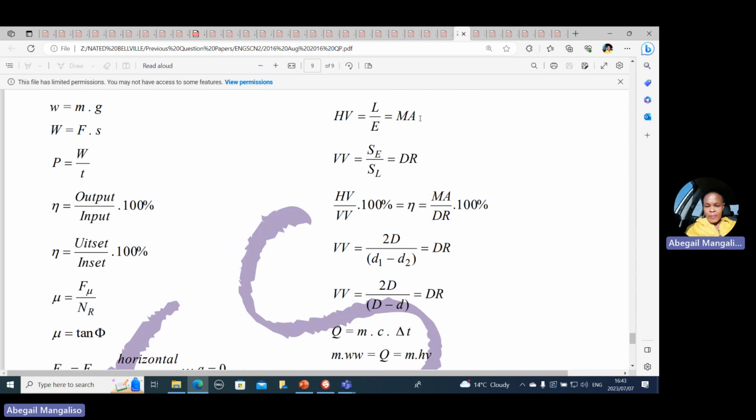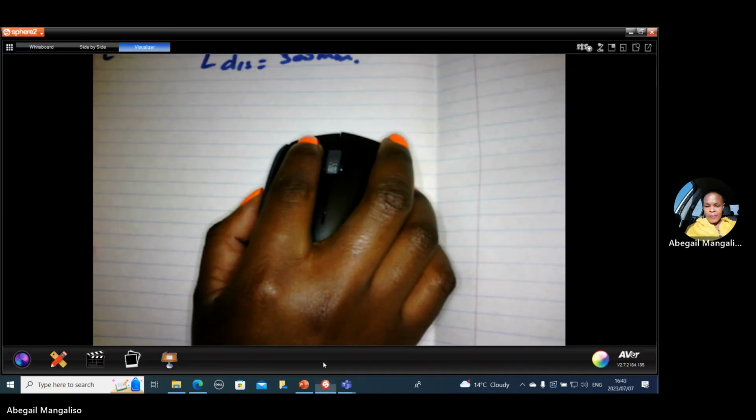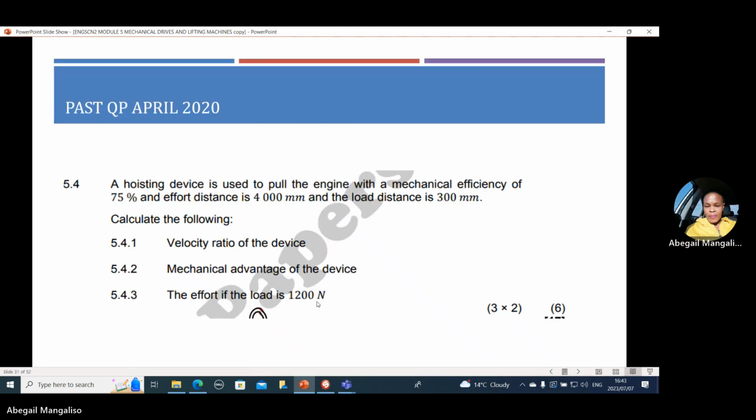Mechanical advantage will also be given, it is load over effort. All you need to remember is that this load must be in newtons. Now let's look at the activity. Calculate the velocity ratio of the device. This question does not specify that this is a Weston pulley or a wheel and axle. In fact, there are no diameters given, so this is a simple lifting machine.